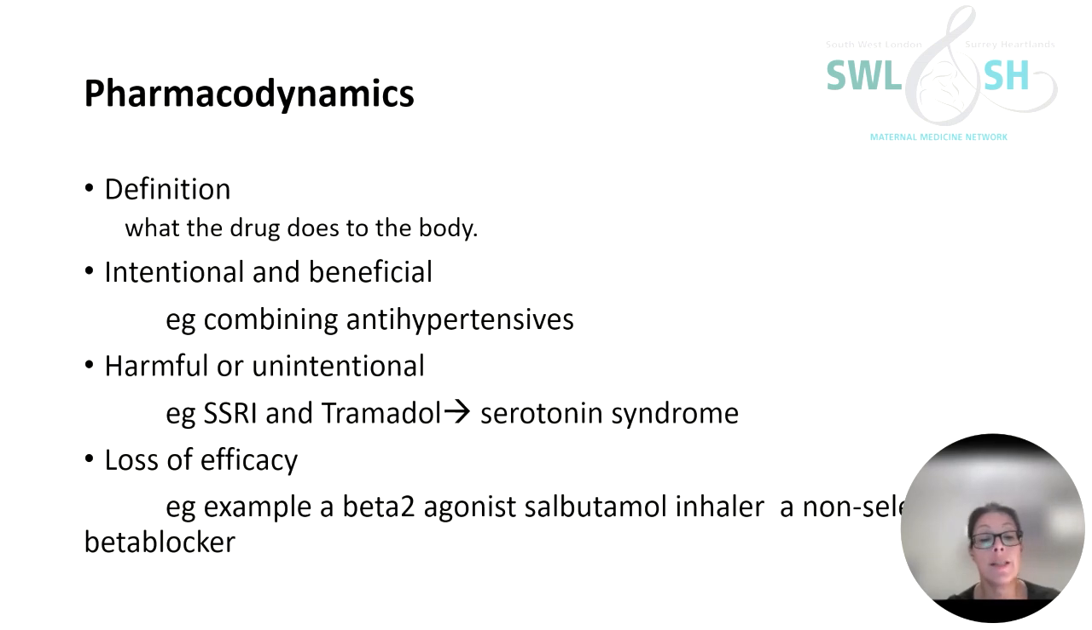Or it could be that two medications give rise to an extra effect of a medication. So an example would be an antidepressant medication, an SSRI, such as sertraline or citalopram, and if you are then given tramadol, it can exacerbate the effect and maybe lead to serotonin syndrome. Then we've talked previously about intentional beneficial effects, so combining two antihypertensives, they can synergistically work on the same receptors and reduce the desired effect that we are looking for.